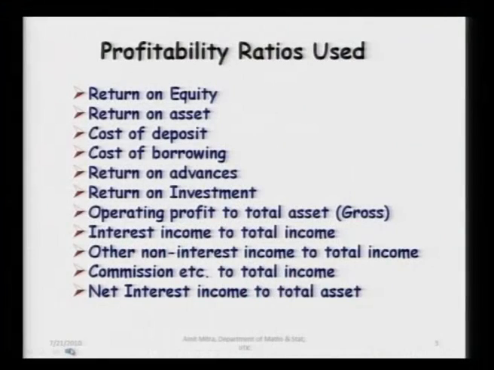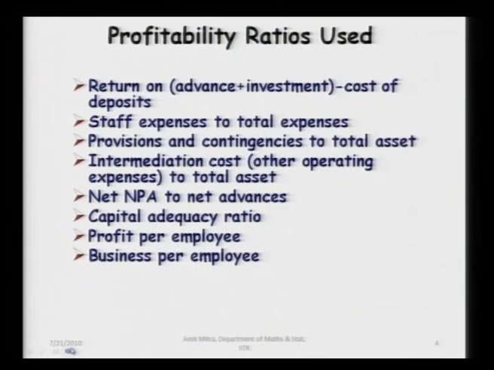Now there are various types of financial characteristics that one can define. In this analysis we have used the following profitability ratios. Some of them are derived from the balance sheet of the respective banks themselves. So we have these listed variables as the profitability ratios, like return on equity, return on asset, cost of deposit, cost of borrowing, return on advances, return on investment, operating profit to total assets, interest income to total income, other non-interest income to total income ratio, commission etc. to total income, net interest income to total assets ratio, and various other important financial indicators.